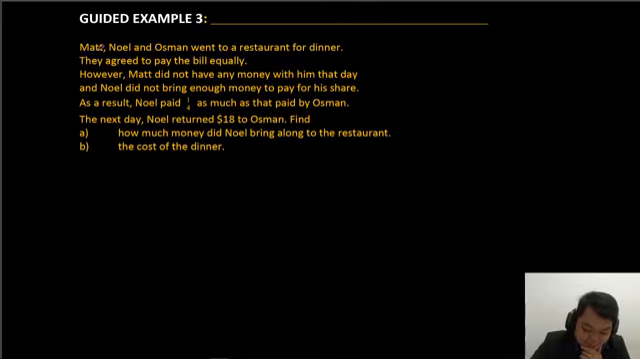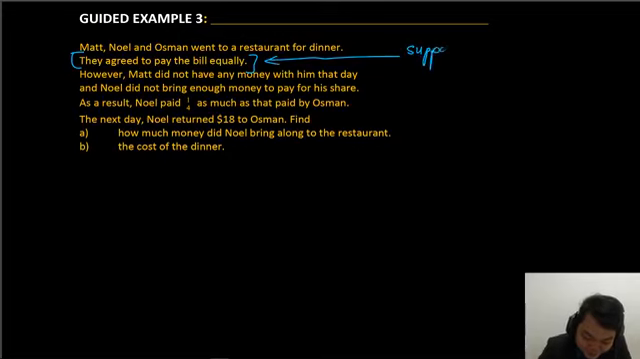Now, okay. Matt, Noel, and Osman went to a restaurant for dinner. They agreed to pay the bill equally. This kind of thing never happens. Okay, this is what was supposed to happen. Let me break this down first. This is what was supposed to happen.